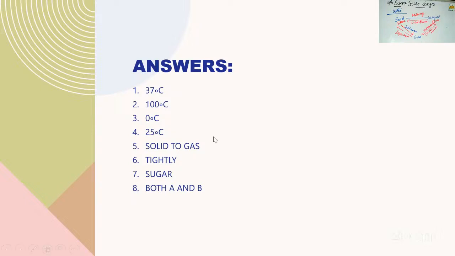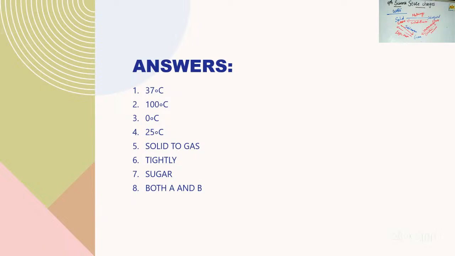Fifth question, the process of state change is solid to gas. Camphor burning is a process of solid to gas. The particles of solid are tightly packed. Seventh question, soluble in water: sugar is the soluble material. Sand and oil are insoluble in water. So sugar is the right answer for that. Eighth question, the third option, both A and B.